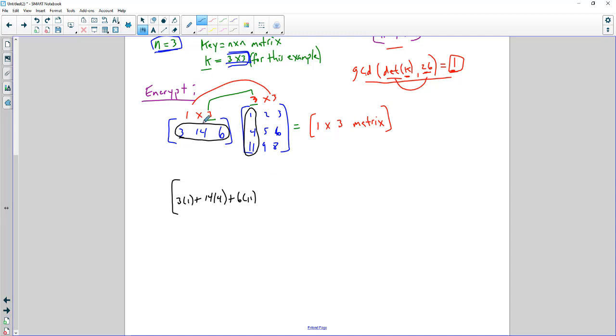We'll do this again. This row over this column. So it'll be 3 times 2, plus 14 times 5, plus 6 times 9. And then we've got 3 times 3. So we're going to do this one more time. 3 times 3 plus 14 times 6 plus 6 times 8. And I got this, okay? So we're going to go ahead and figure out what these are. I'm going to go ahead and just rush through that.